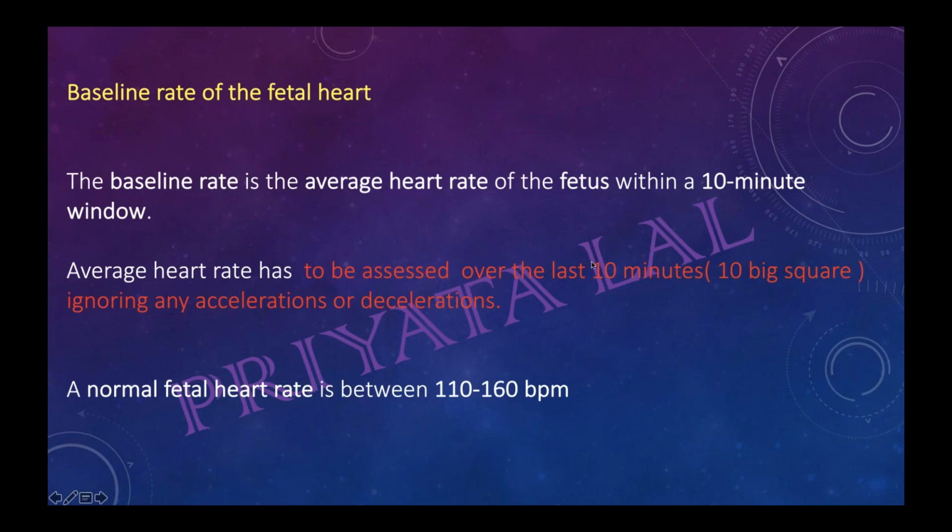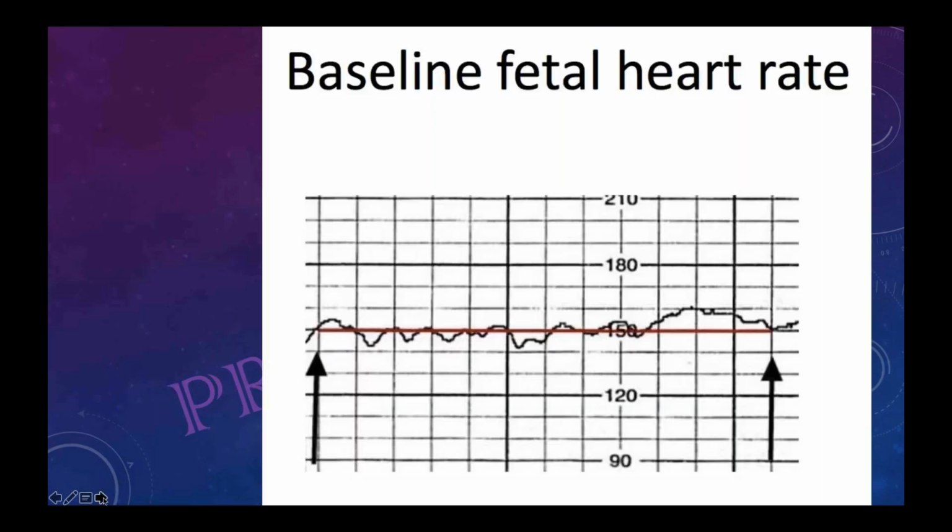When we have to calculate the baseline, we actually take a 10-centimeter, 10-minute strip, and usually we select the area where accelerations and decelerations are not there. This is the average. You have to remember this because this question usually comes in the exam, the normal range. The maximum mistake is that we say 100 here, but according to NICE the normal is 110 to 160. Fine. How will we calculate it?